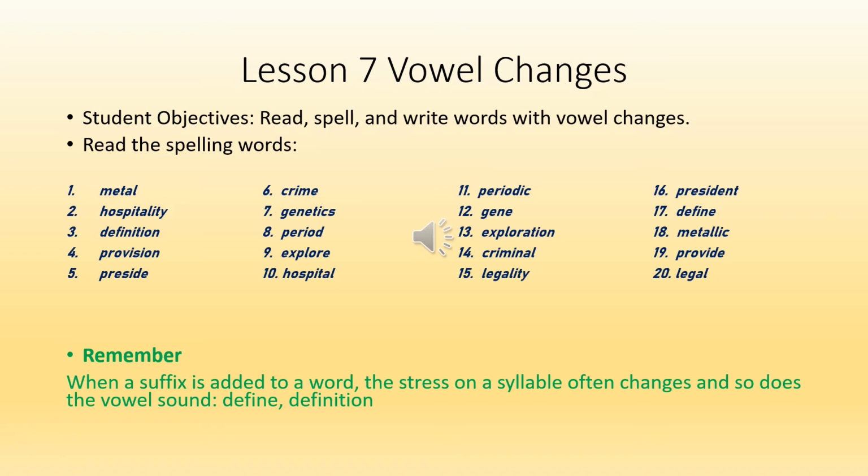Now, let's read the spelling words. Remember that you always are going to have 20 words and you need to practice them. So let's start to pronounce these words. The first one is going to be metal. You have to say it, repeat the word after me. Metal.